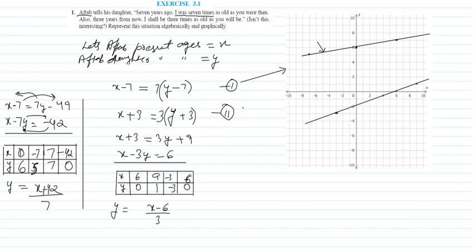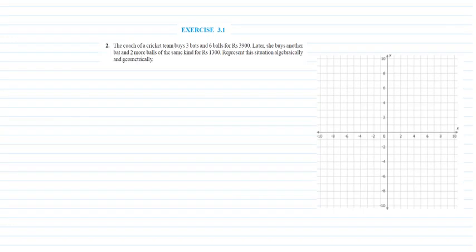Okay, let's move on to the next problem. Later she buys another bat and 2 more balls. So we need to represent these situations graphically and geometrically. Let us assume the cost of one bat is equal to x and the cost of a ball is equal to y. So this is the cost of a bat and this is the cost of a ball.